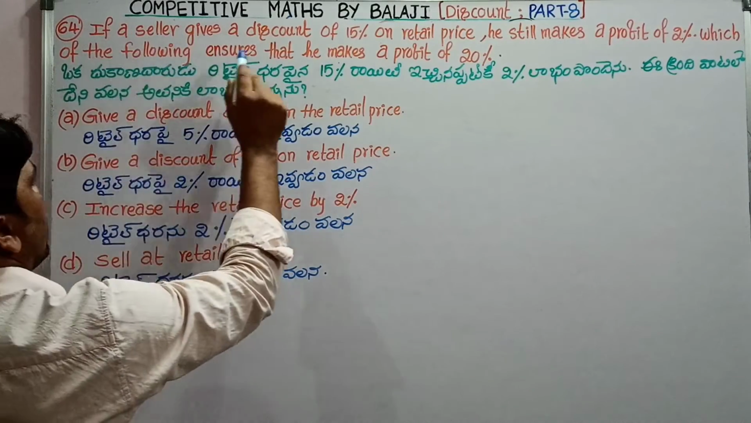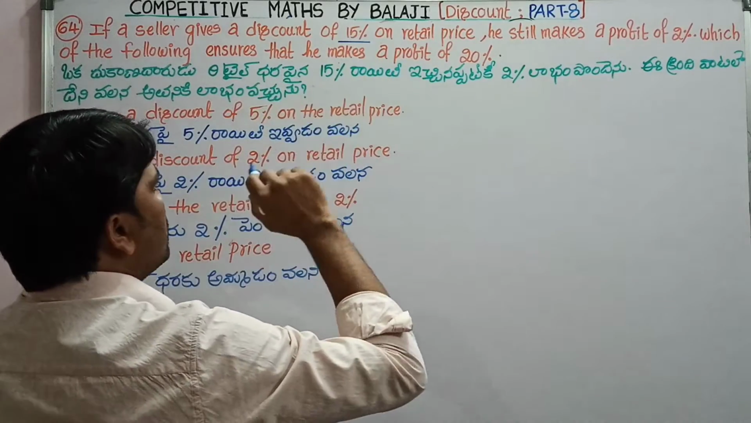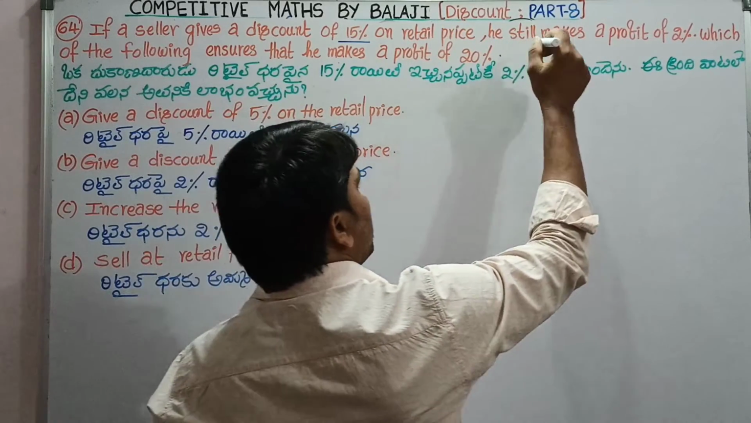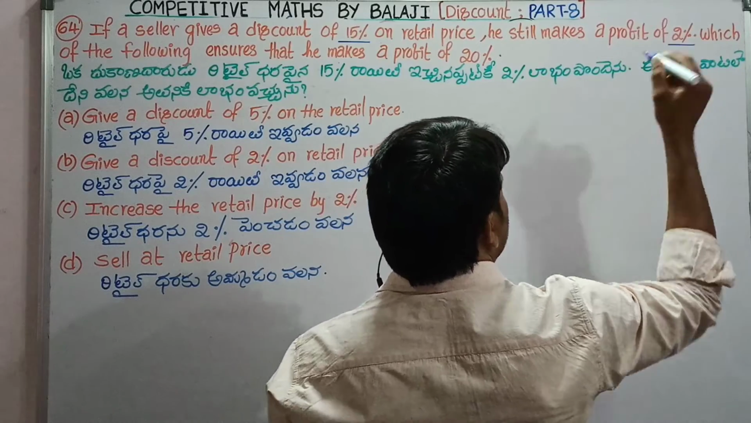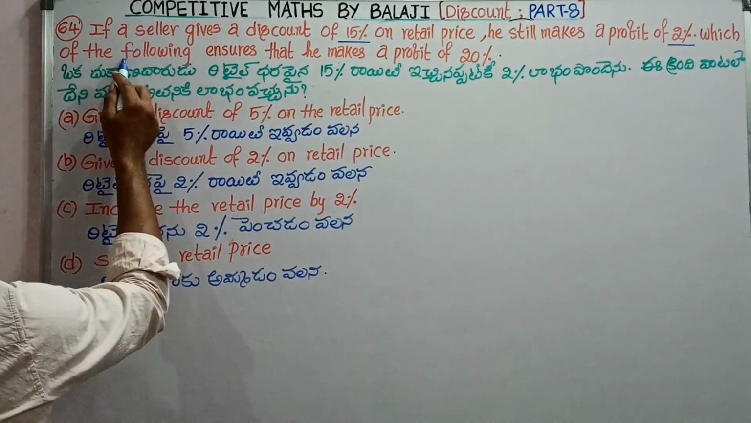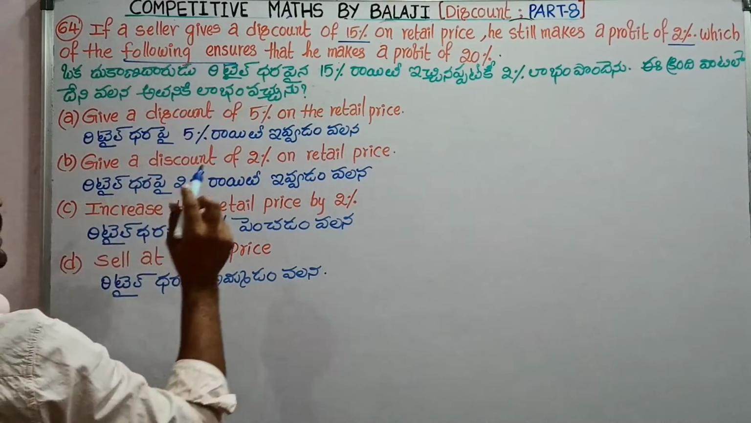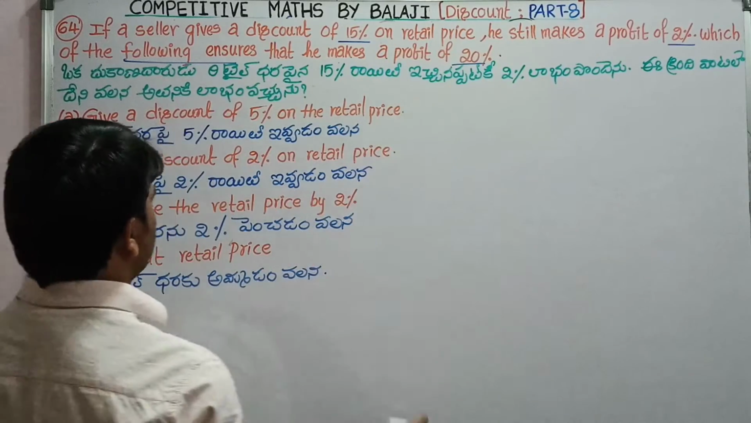If a seller gives a discount of 15% on retail price, he still makes a profit of 2%. Which of the following ensures that he makes a profit of 20%?